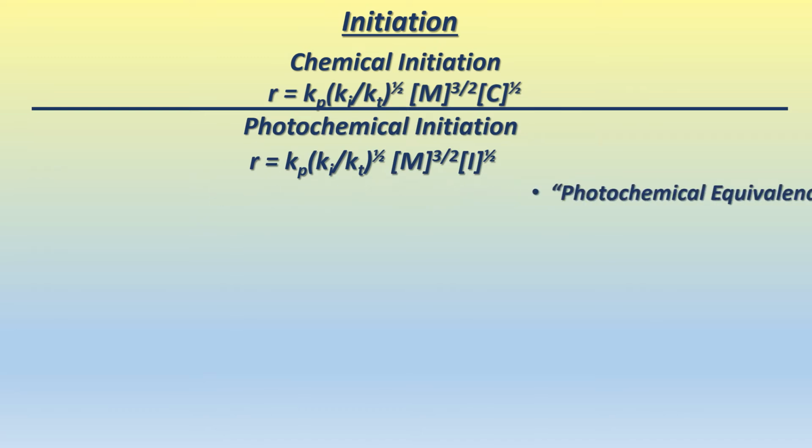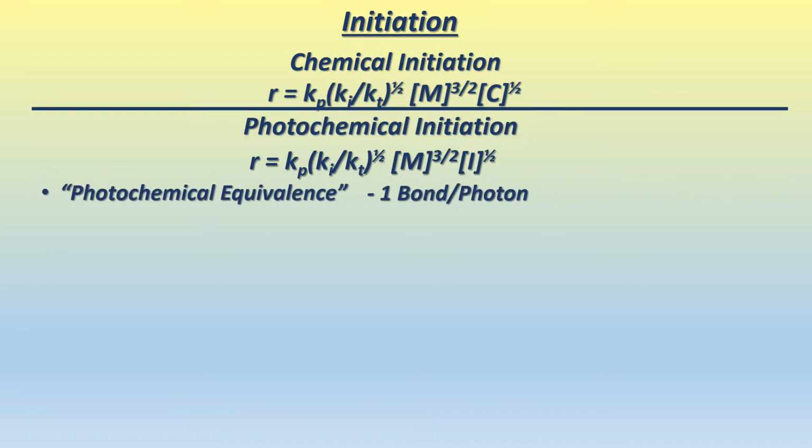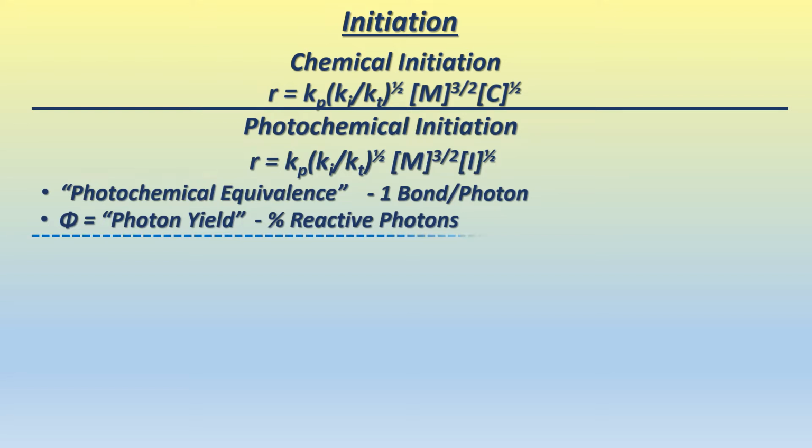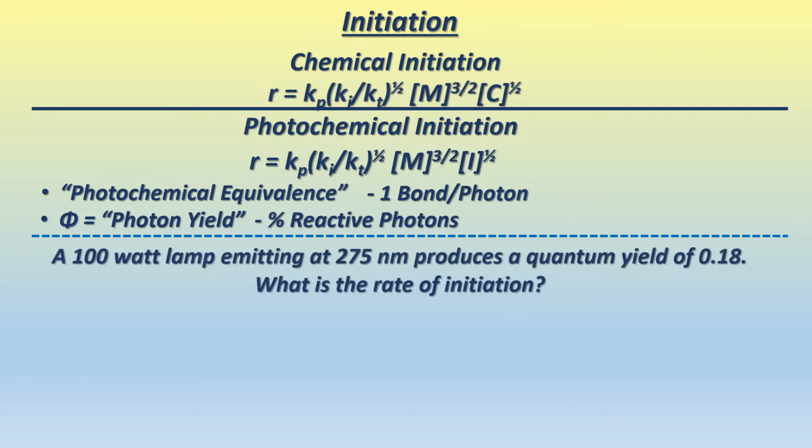The process is called photochemical equivalence, where one bond is broken by 1 photon. And you wind up with a photon yield that essentially tells you what percentage of photons have reacted. As an example, let's look at the case where a 100-watt lamp emitting light at 275 nanometers produces a quantum yield of 0.18.